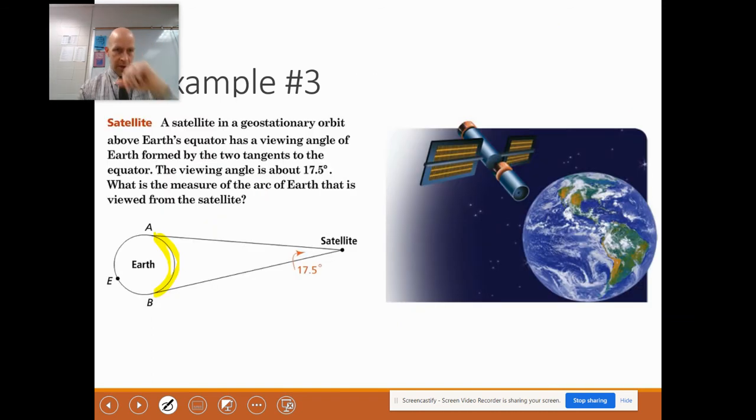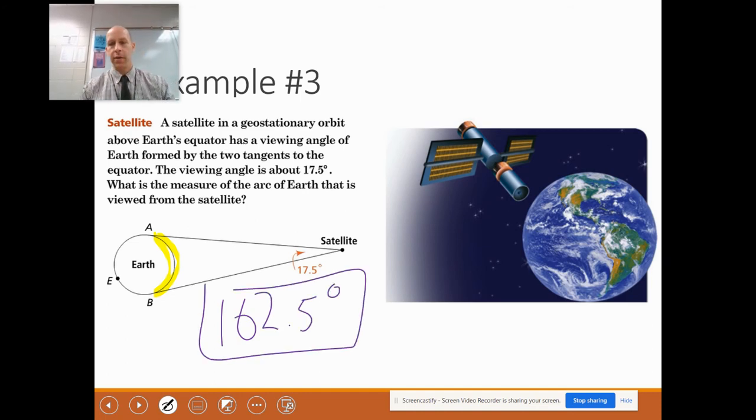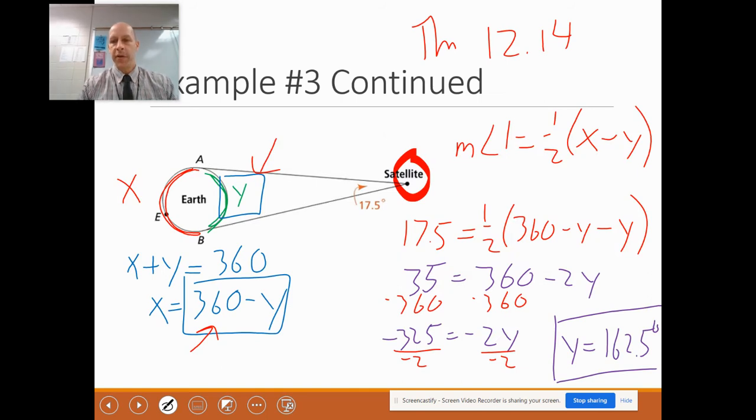So the measure of this yellow arc right here is 162.5 degrees. That's your answer. Okay, so that was kind of a more clever problem.